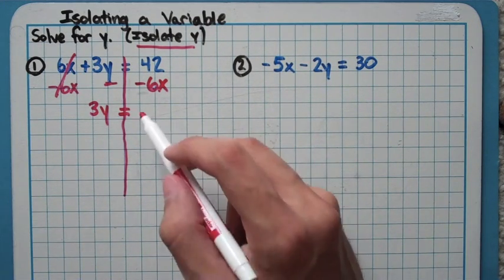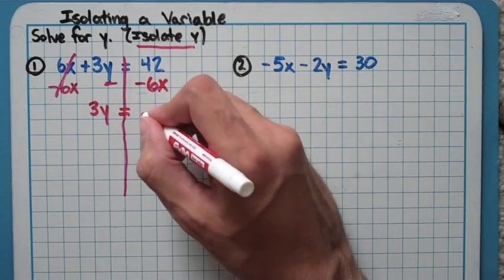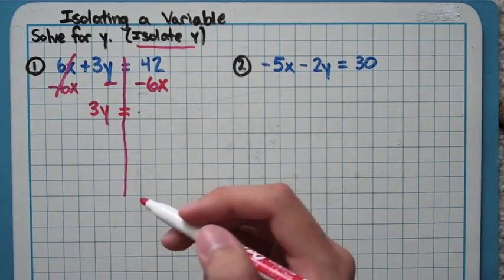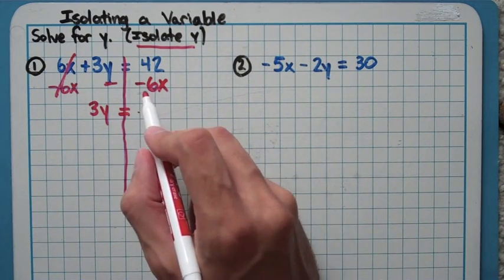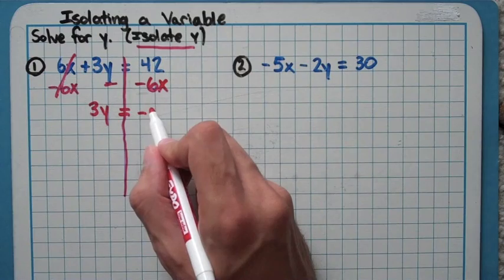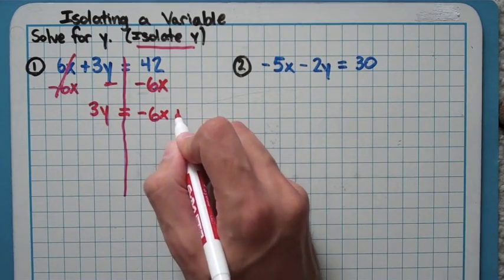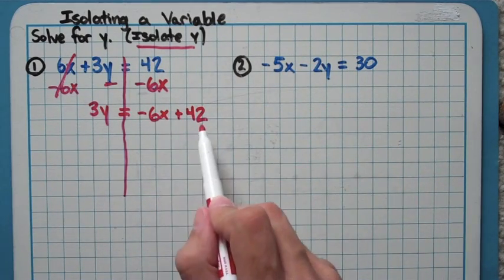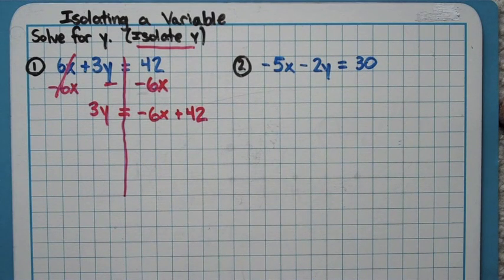So you could either write down 42 minus 6x, just like that, or the better way to do it is to put your variable piece first. You'll see why when we get to chapter 2 with y equals mx plus b. Usually we like having the x guy first. So it was minus 6x, so I'm going to put negative 6x. And the 42 is positive, so I'm going to put a plus 42 here. This line right here is the same thing as 42 minus 6x. I just jumbled up the order.